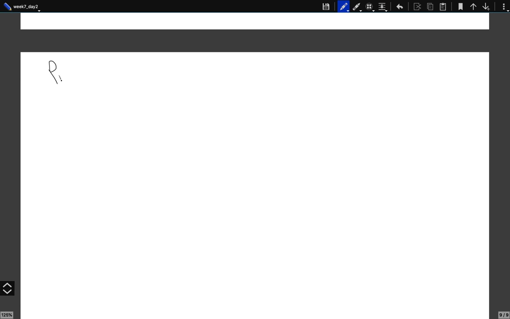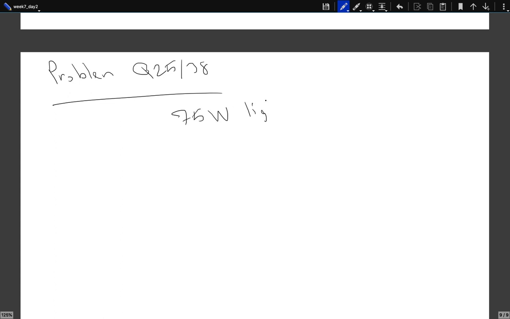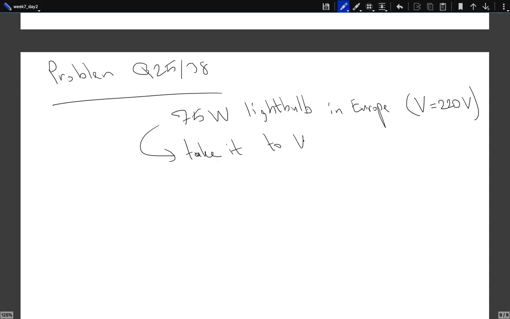Now let's look at another problem from chapter 25, problem 38. It's given that you buy a 75 watt light bulb in Europe, which means the potential difference is 220 volts. And then you take it to the US, where the potential is 120 volts.